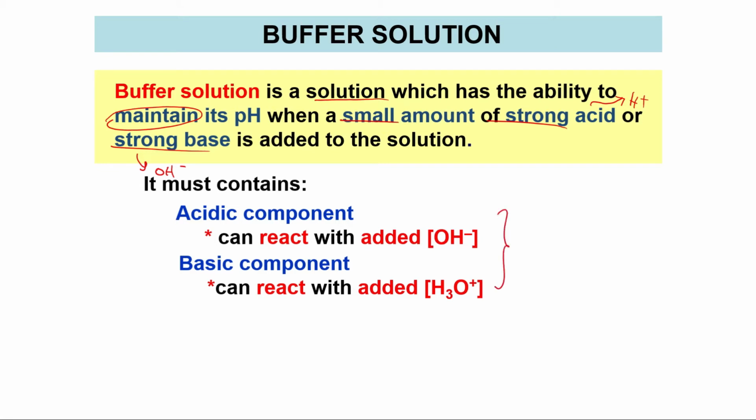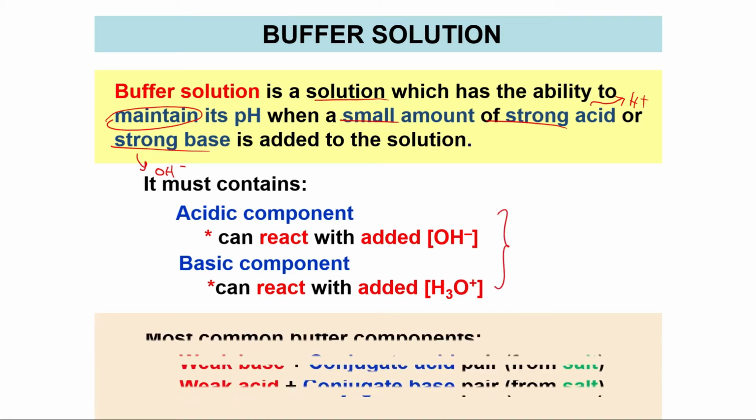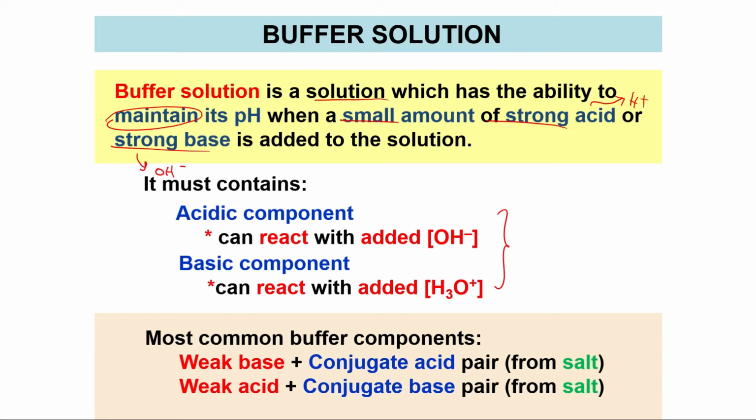So you must note this. Next, the most common buffer components are made up of a weak base mixed with the conjugate acid from its salt. This is called the basic buffer. Another type of buffer is made up of a weak acid plus its conjugate base from a salt. This is called the acidic buffer.